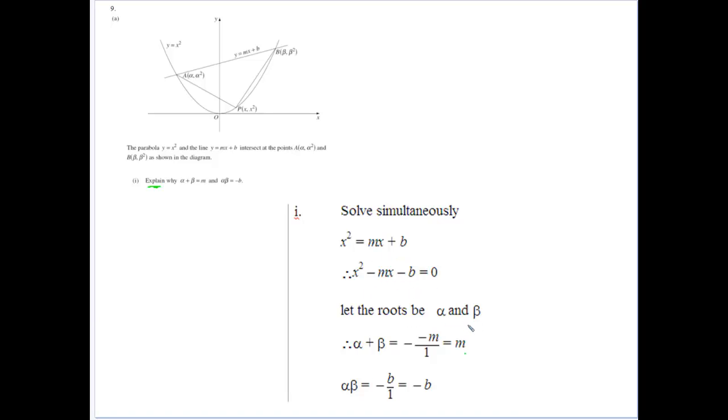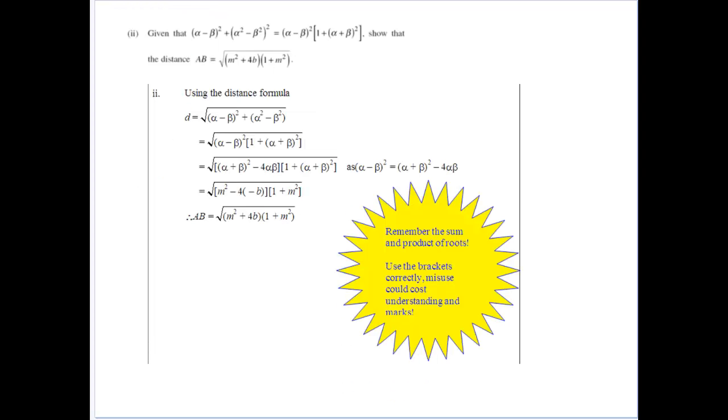So if the roots are alpha and beta, we know the sum of the roots would be the minus of minus m on 1, which gives us m, and the product would be minus b on 1, so it gives us the minus b. So there's our proof of those first two parts.